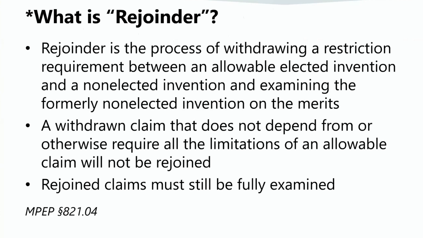One new concept in this module is rejoinder, which is the process of withdrawing a restriction requirement between an allowable elected invention and a non-elected invention, and examining the formerly non-elected invention on the merits. Rejoined claims must still be fully examined. Rejoinder will be discussed in more detail later in this module.